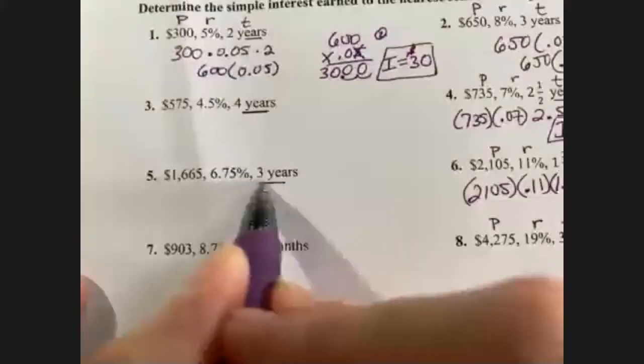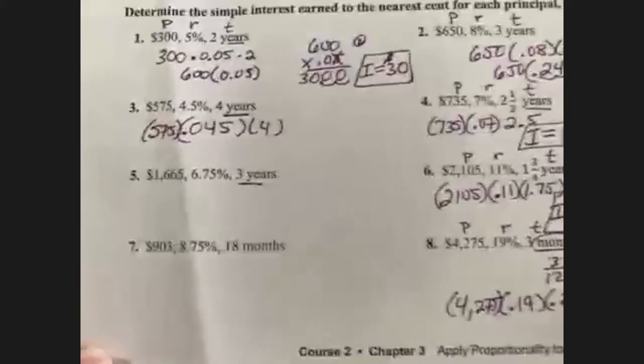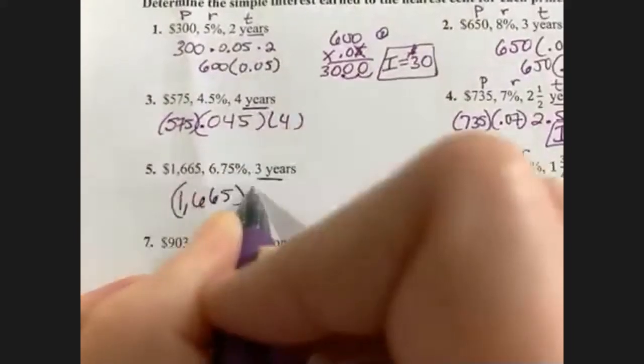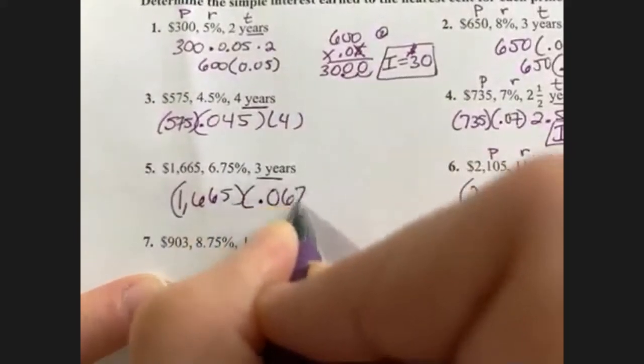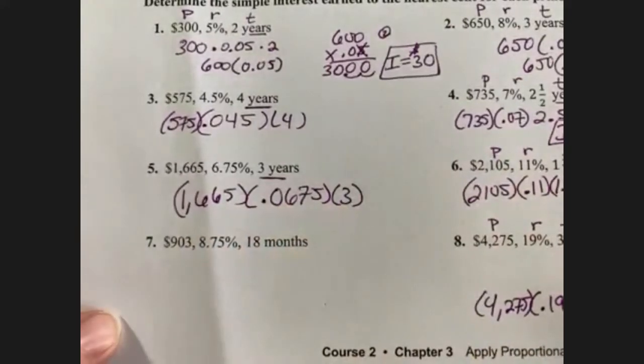Up here on number 3, it says 4 years, so it would just stay 4 years. This is 3 years, so it'd just stay 3 years. And again, just changing these to decimals, so it'd be 0.045 times the 4 times the $575. So it's just principal times rate times time. On number 5, it's the 1,665 principal times 0.0675. Boy, that's ugly. Times the 3, principal times rate times time.